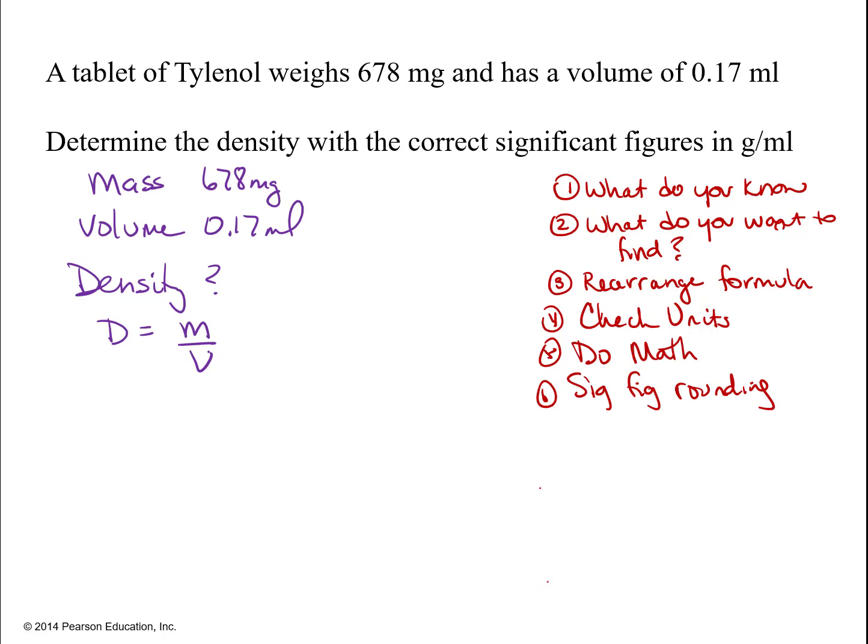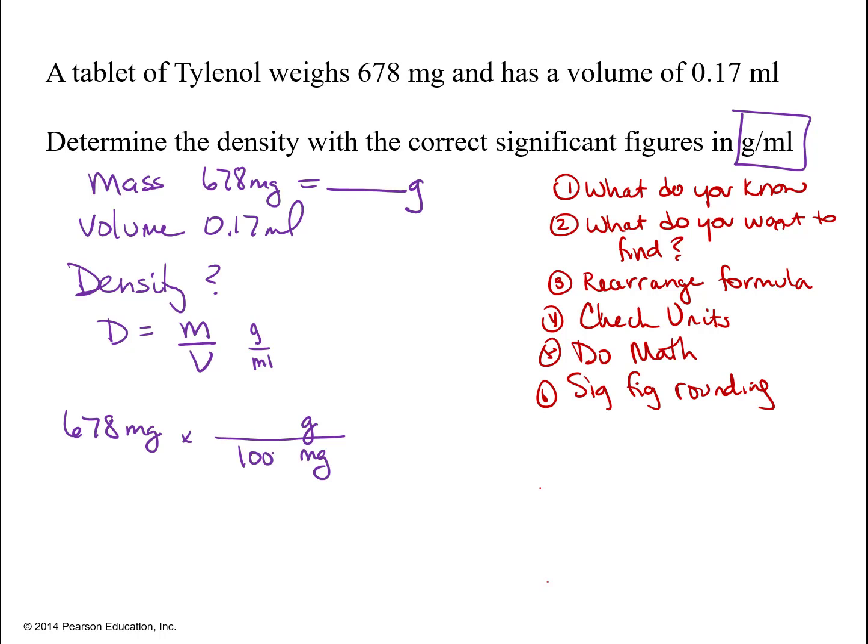So the second thing is checking the units. So they want the units in grams per mil. So I want to make sure that I have grams per mil as my final units. And what about, do I have to do any converting? Just the mass, right? So I'm going to have to go from milligrams to grams. So 678 milligrams times in the line. Milligrams on the bottom, grams goes on top. Milli always gets 1,000. Grams gets the 1. So this will be 0.678 grams.